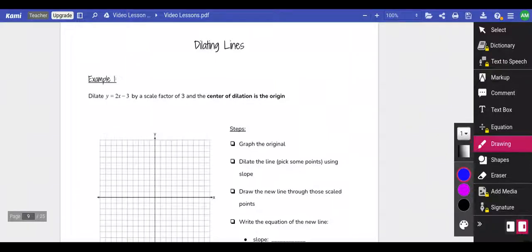Today we're going to work on dilating a line. So we're going to graph a couple lines and see if we can come up with a rule based on the pattern. So first, we're going to dilate the line y equals 2x minus 3 by a scale factor of 3 with the center of dilation at the origin.